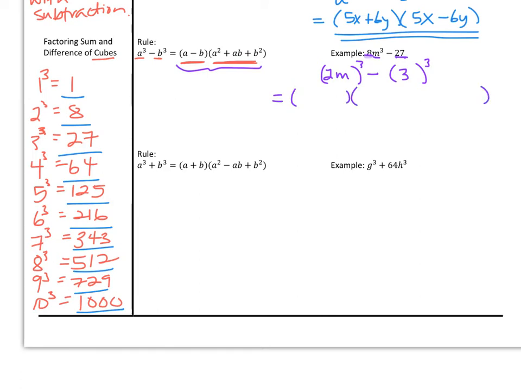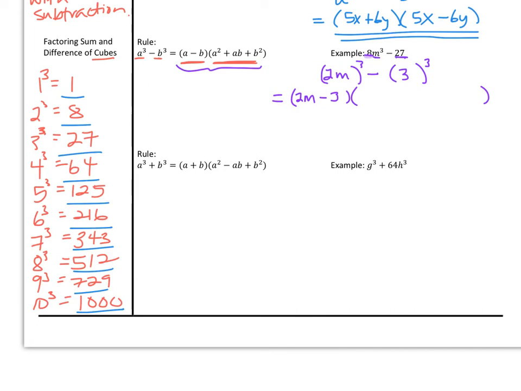And I like to make that second parenthesis kind of big because there are a lot of parts that we'll put in there. The first parenthesis is simply a minus b. So a is 2m and b is 3, and it becomes 2m minus 3. It's that second parenthesis that gets a little tricky, so take your time on this.